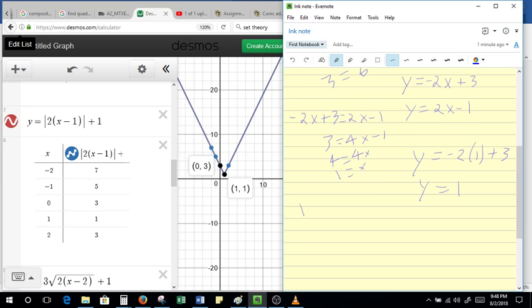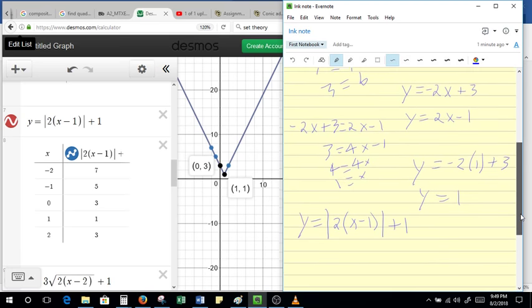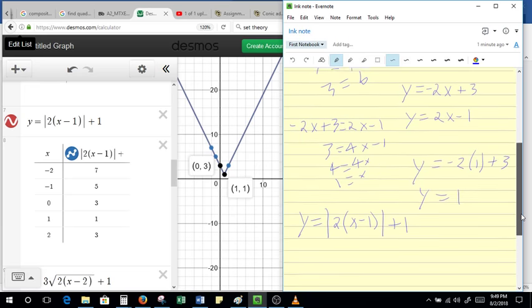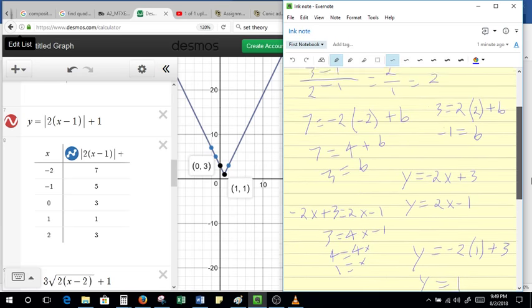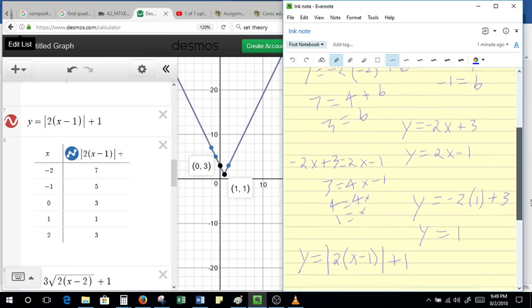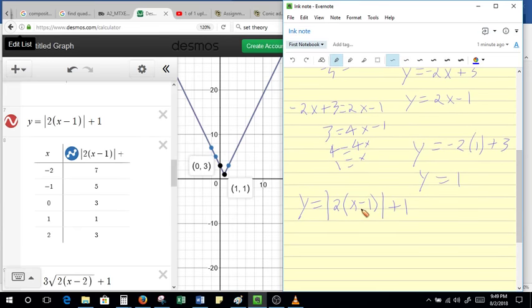So if we wanted to make this function, we know that the slope is 2. We know that x is shifted to the right, and we know that it was shifted up 1. And we're good to go.